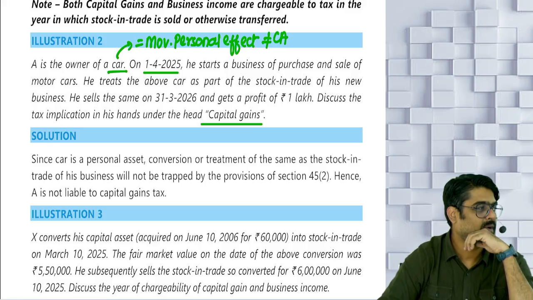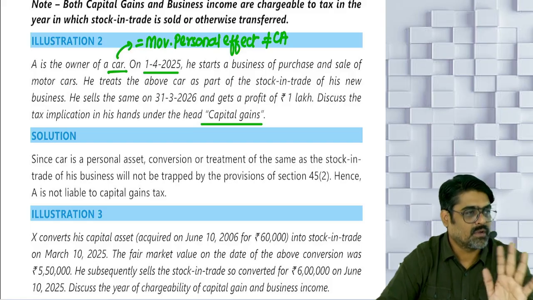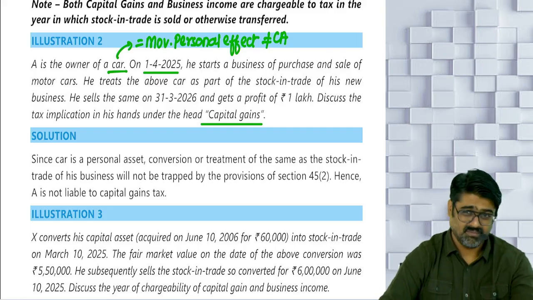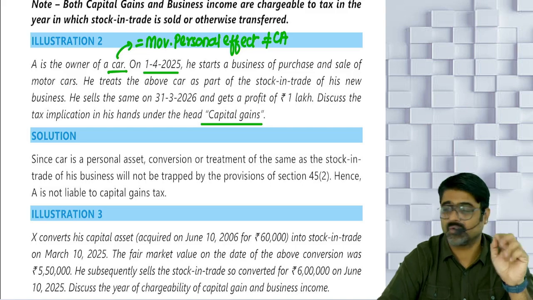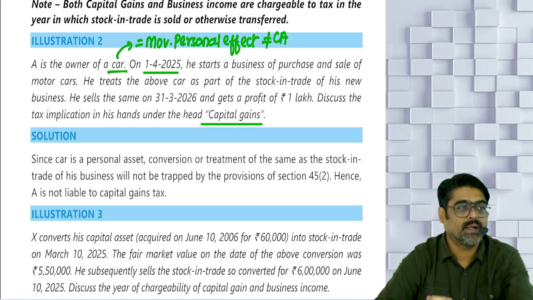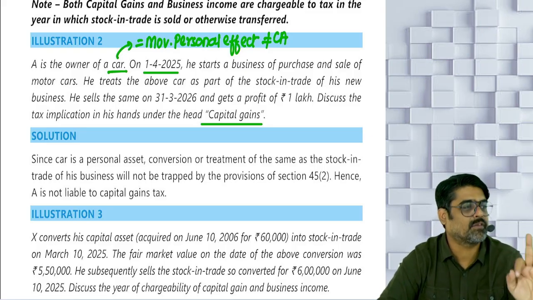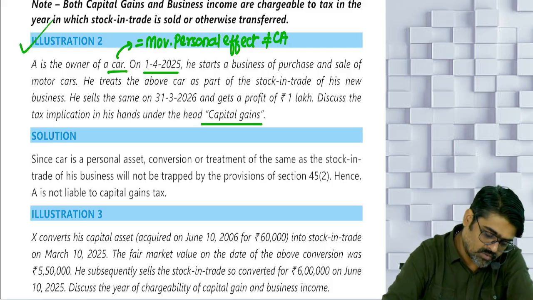Why capital gain will not arise? Because conversion is not treated as transfer if it is a conversion of any asset other than a capital asset. So this is not a capital asset which is getting converted into what? Stock in trade, hence no capital gain will arise. Entire 1 lakh profit will be taxable as your PGBP income. Will you remember this? Question number 2 is done.